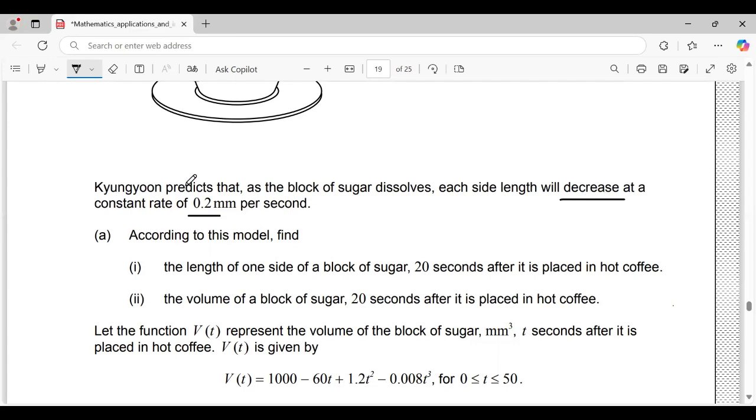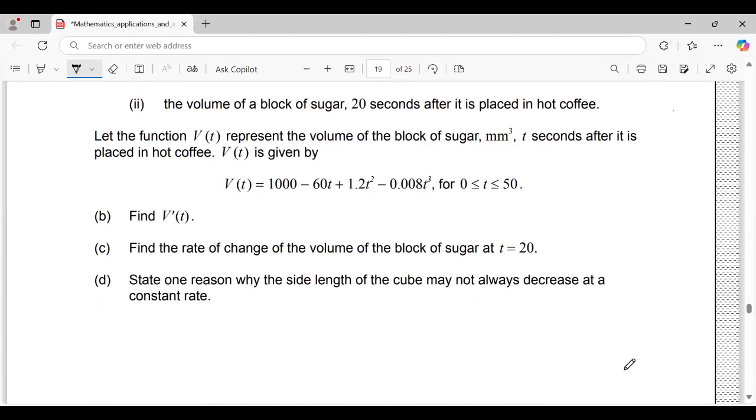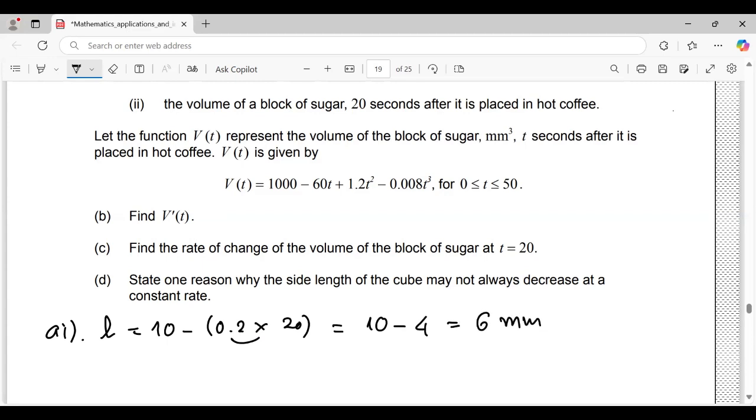It decreases 0.2 times 20 seconds. Okay. Length will be decreased 10 minus 0.2 times 20, which is 10 minus 4, 6 millimeters. Okay. Part 2.